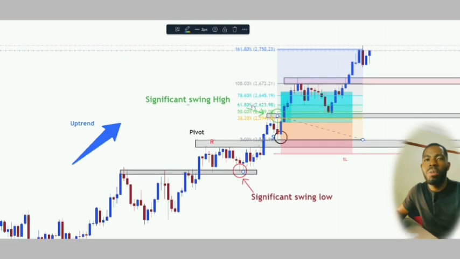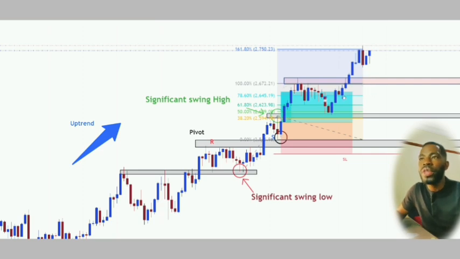We can take our profit here. Let's change that to blue. We can take our profit at 38.2, 50%, 61.8, 78.6, 100%. As you can see, in retrospect, it hit all those points.